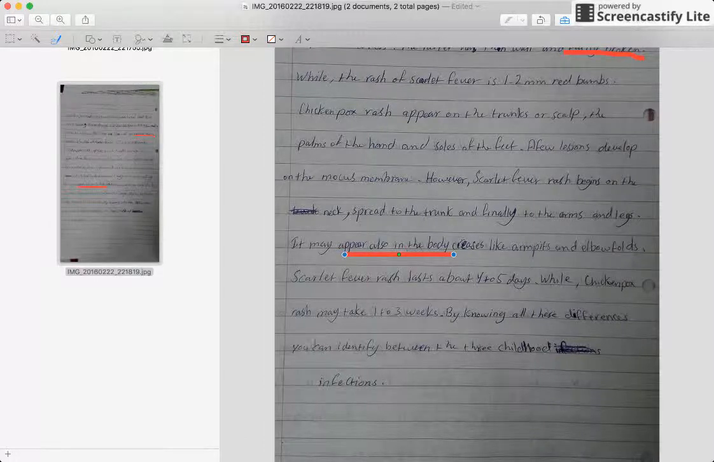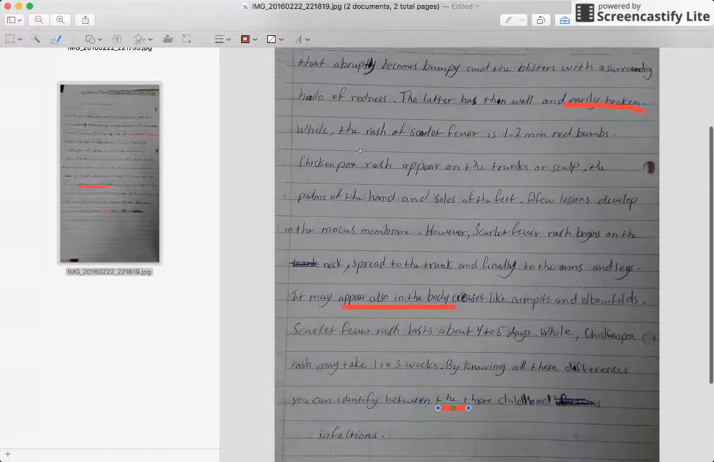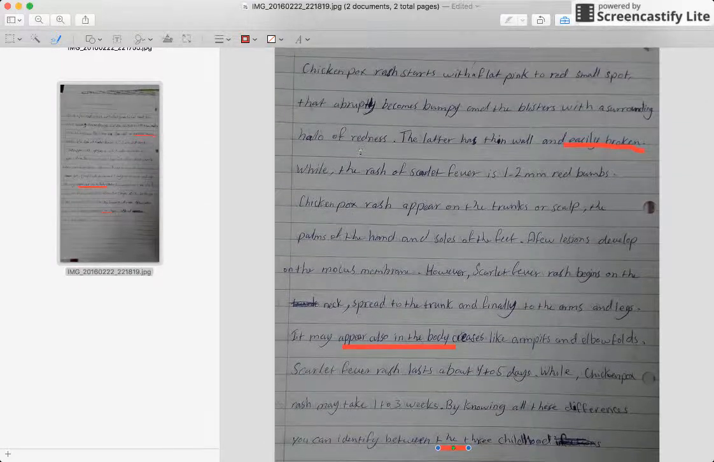By knowing all these differences, you can determine between the 3 childhood infections. Okay, between, not the 3 childhood infections, but these, yeah, because you're speaking of specifically these infections. Okay, that's a very good way to break it up. One area that you need to work on is dividing these ideas that you have into paragraphs. Okay, it makes it a little bit easier to understand.